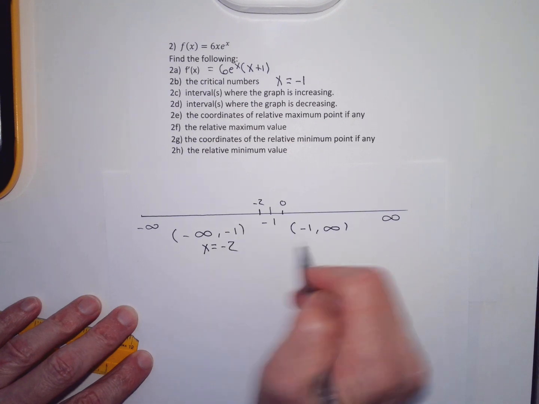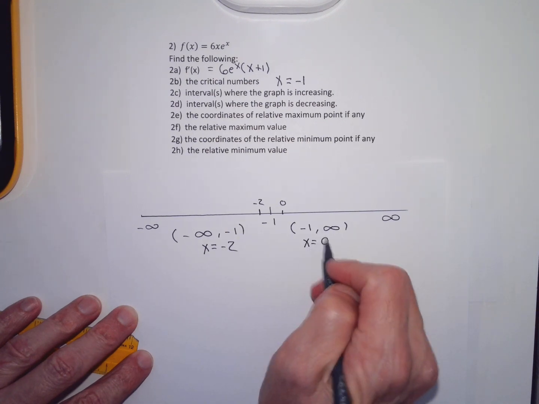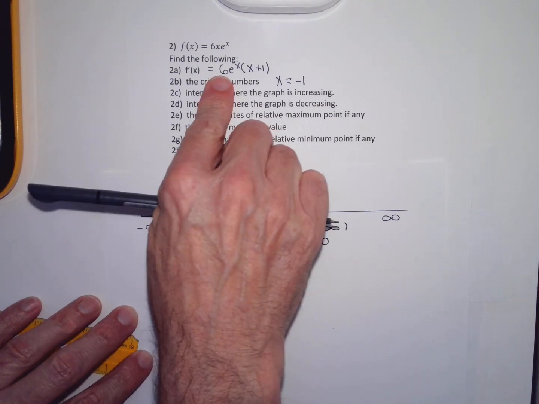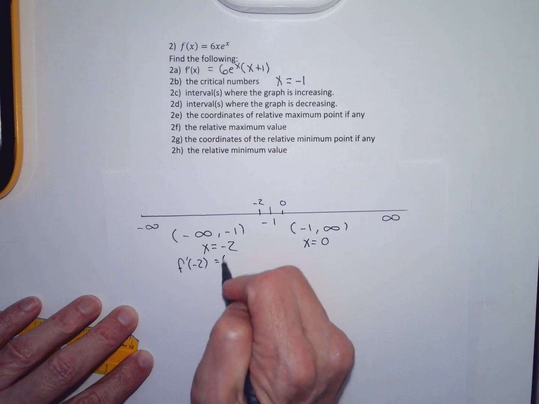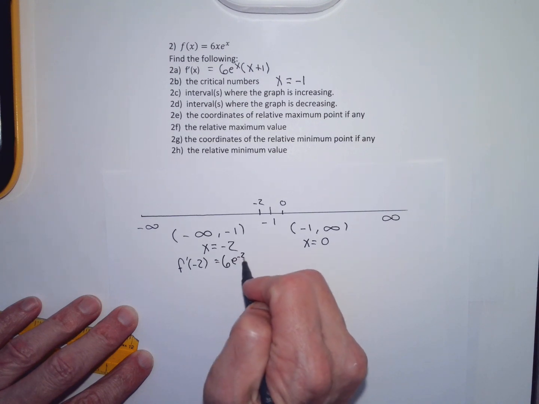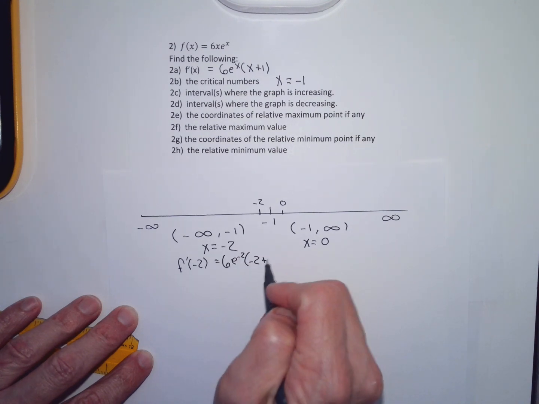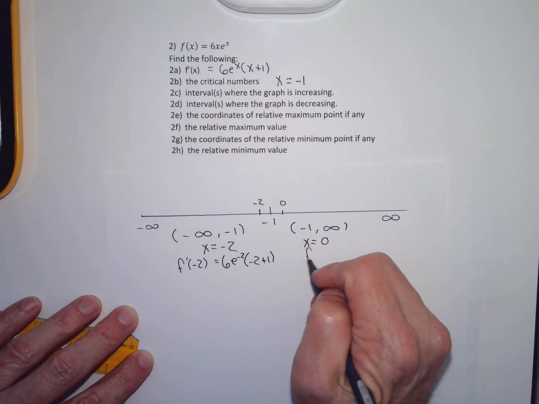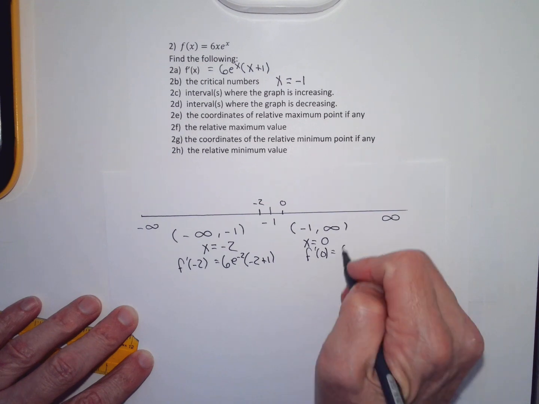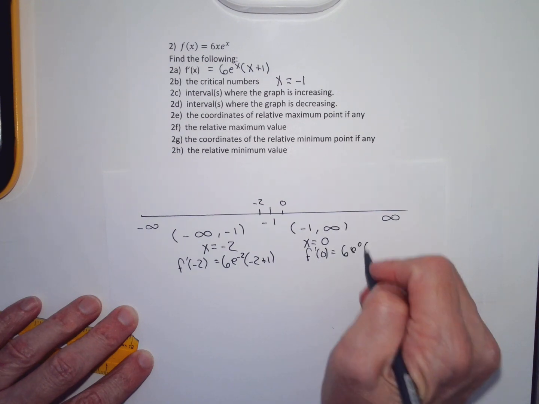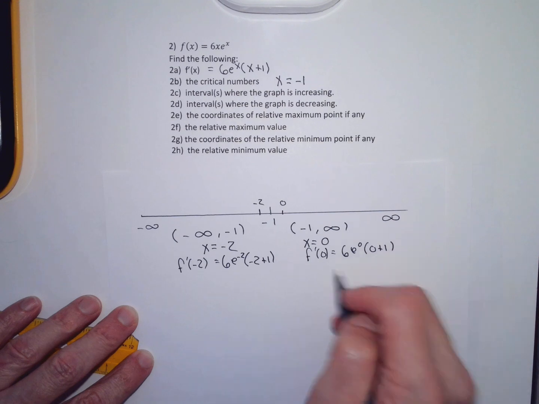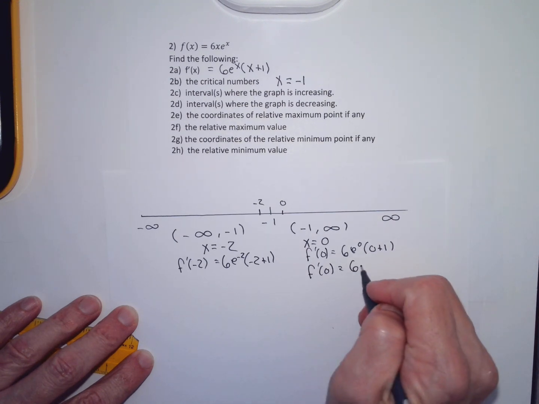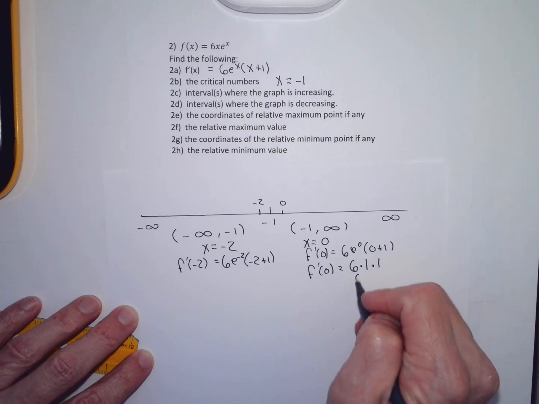Plug those numbers into the first derivative. See if you get a negative or a positive sign. Plugging it into that derivative, I'm going to get 6e to the -2 times -2 plus 1 for my first computation. And then for my second computation, 6e to the 0 times 0 plus 1. This is the one I could do in my head because e to the 0 power is 1. This gives me 6 times 1 times 1, which is 6.